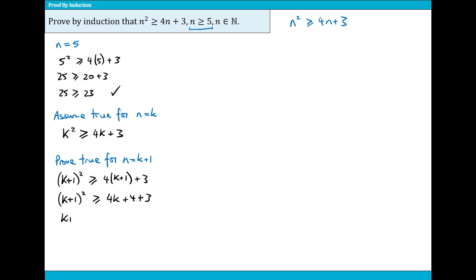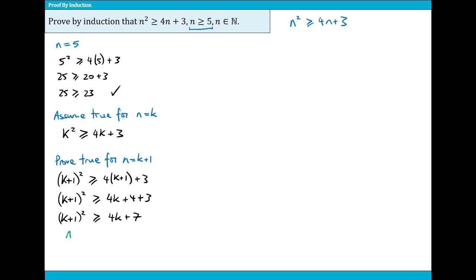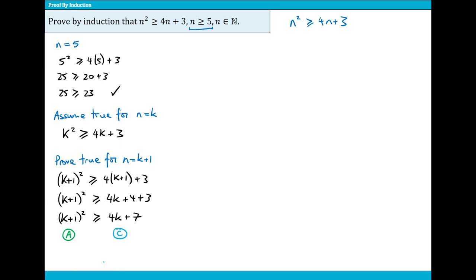And so what we're trying to prove in this question is that k plus 1 squared will always be greater than or equal to 4k plus 7, again with the condition that k or n has to be bigger than or equal to 5. Now, I like to put some color on this. I like to say we're trying to prove that a is bigger than c. This is where we're going with this.